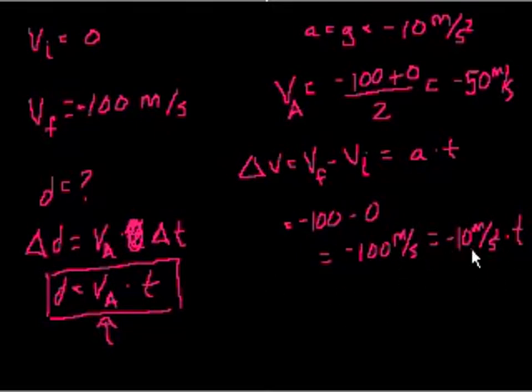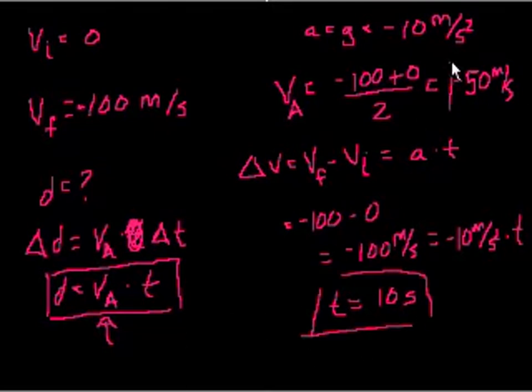Divide both sides by the acceleration, by the minus 10 meters per second squared, and you will get time is equal to, the negatives cancel out, as they should, because we're assuming positive time, and it's good we got a positive time answer. The negatives cancel out, and we get time is equal to 10 seconds. So there we have it. We figured out time. We figured out the average velocity. So now we could figure out the height of the cliff.